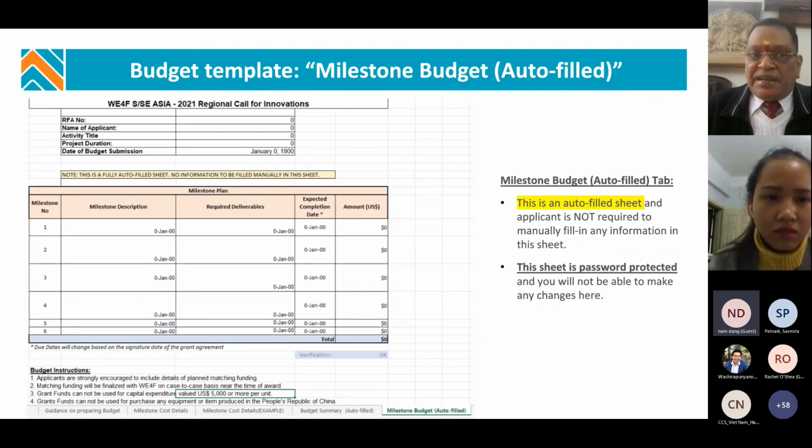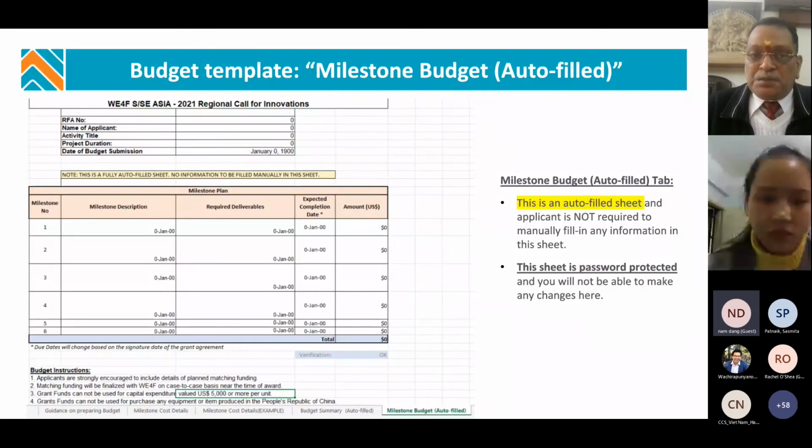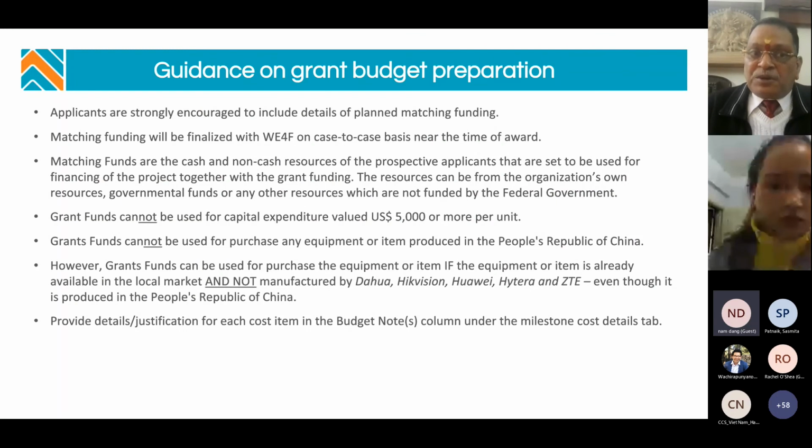And this is the last tab. It's a milestone budget because we are expecting these grants under this project to be milestone based grants. So the milestone based budget will be auto filled when you complete the milestone cost detail tab, the only tab where your action is required. This sheet will also be automatically filled. And of course, it's password protected, so you will not be able to make any changes to this sheet.